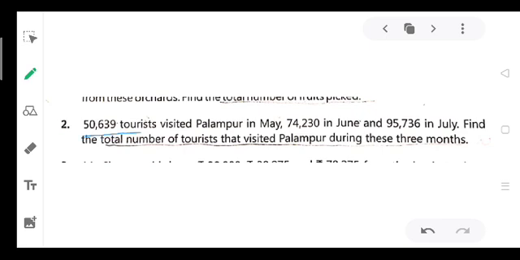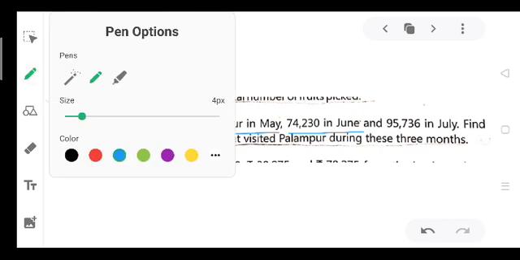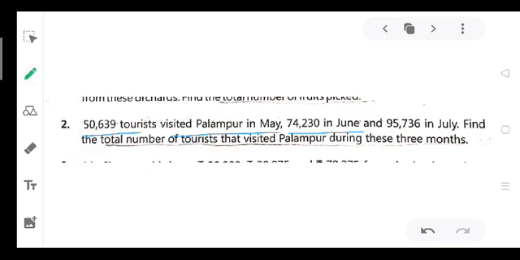50,639 tourists visited Palampur in May, 74,230 in June, 97,736 in July. Find the total number of tourists that visited Palampur during 3 months. So what you understand from this statement?